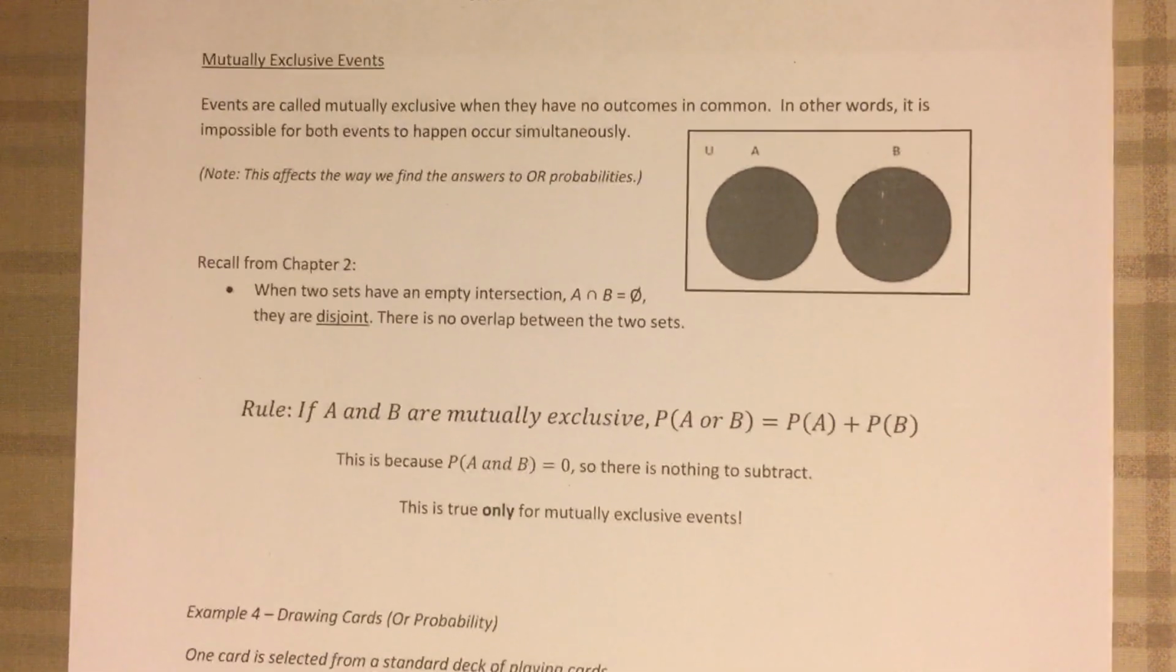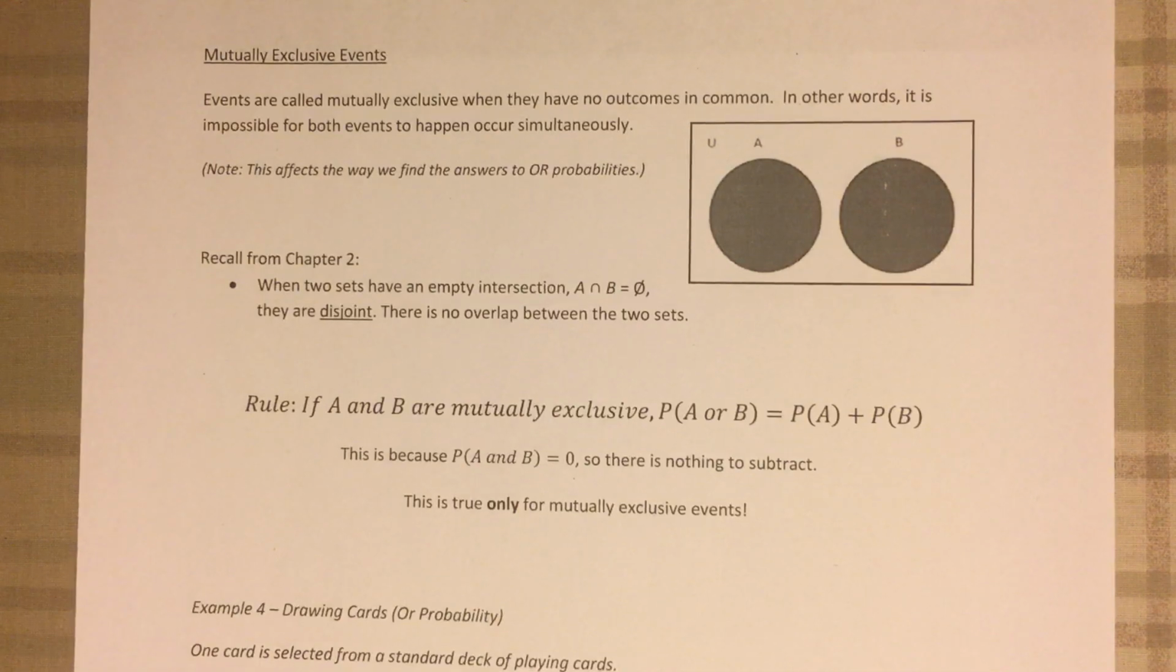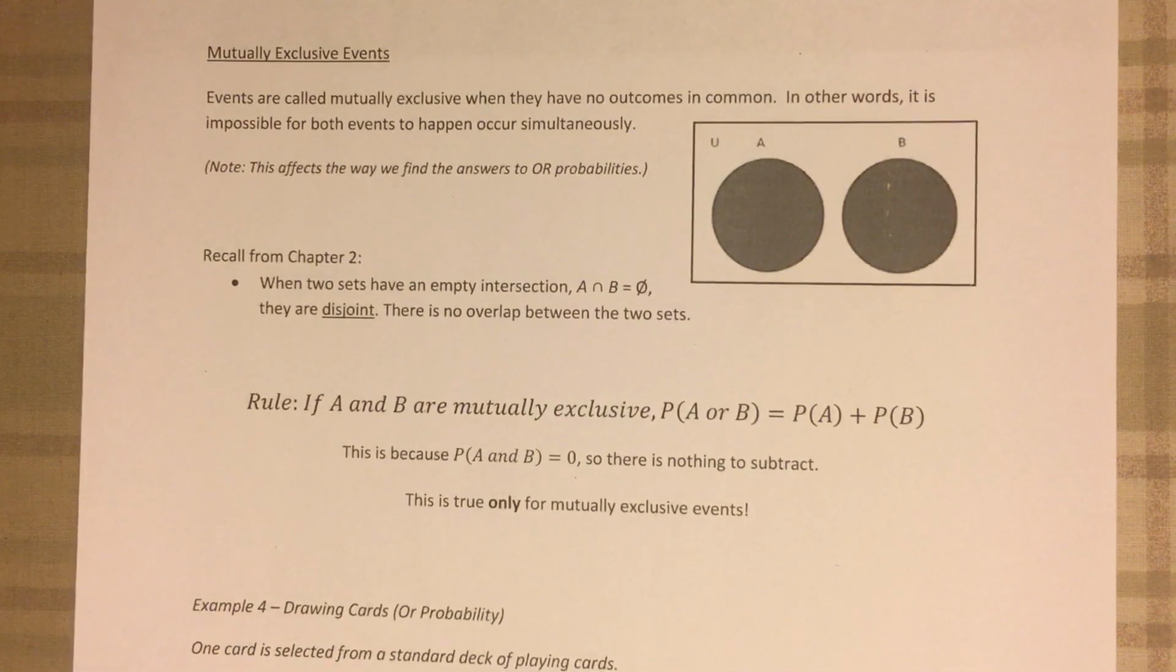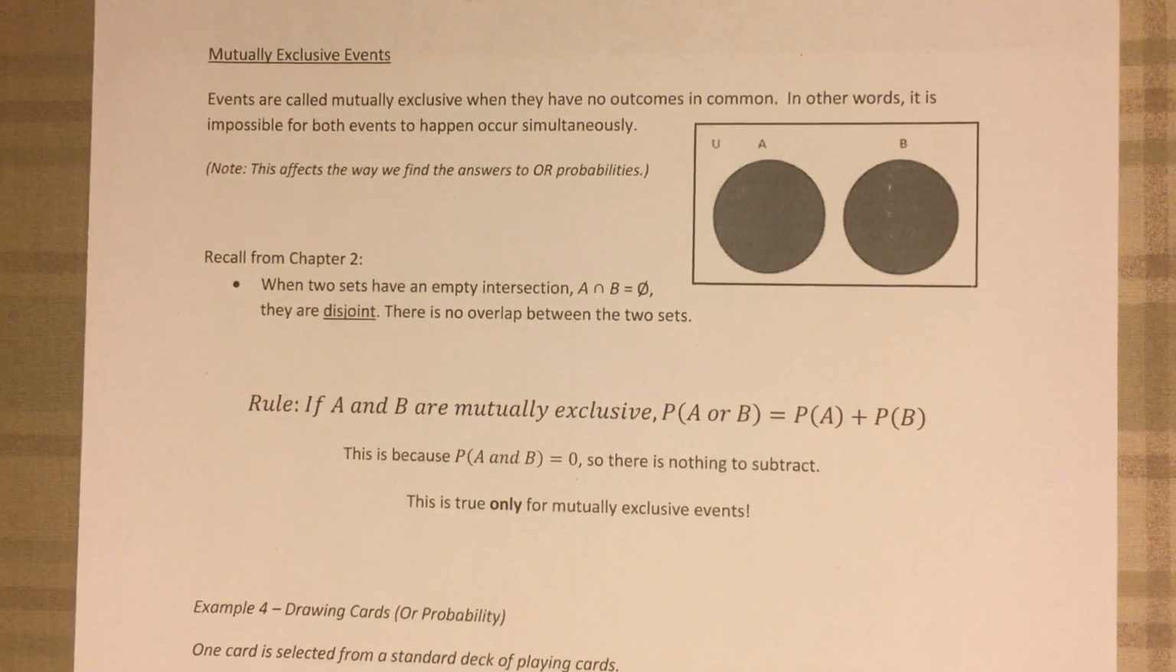What happens to our rule then is instead of taking our probability of A plus our probability of B and having to do a subtraction, we no longer have to do the subtraction part because they don't overlap. Because there is no intersection, because our probability of both happening at the same time is 0, our formula becomes shortened. There's nothing to subtract. Again, this is only true for mutually exclusive events.